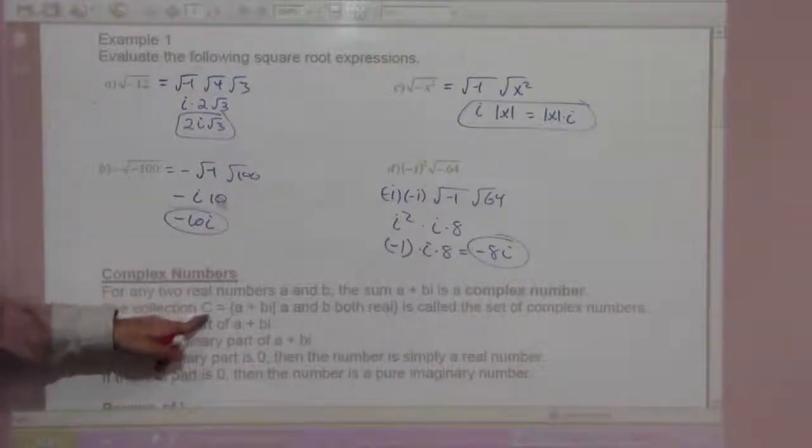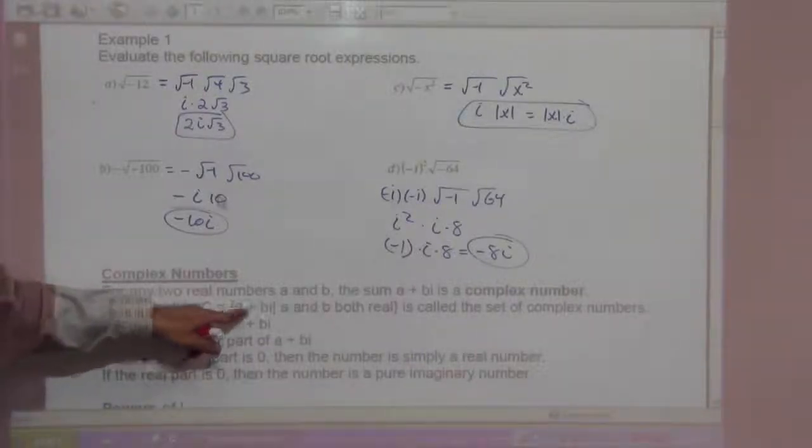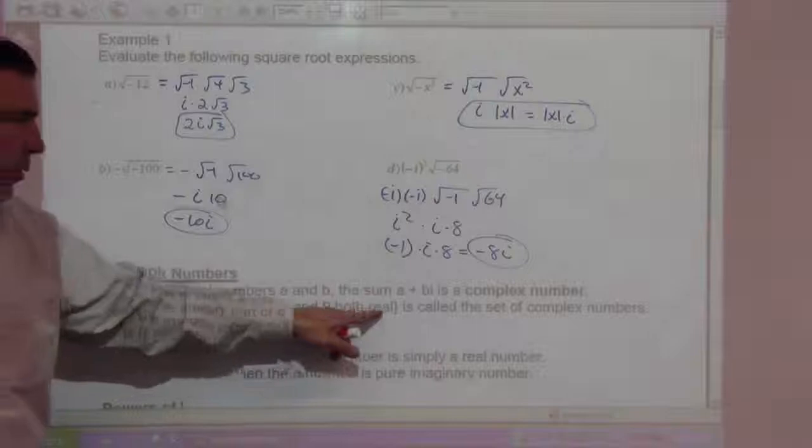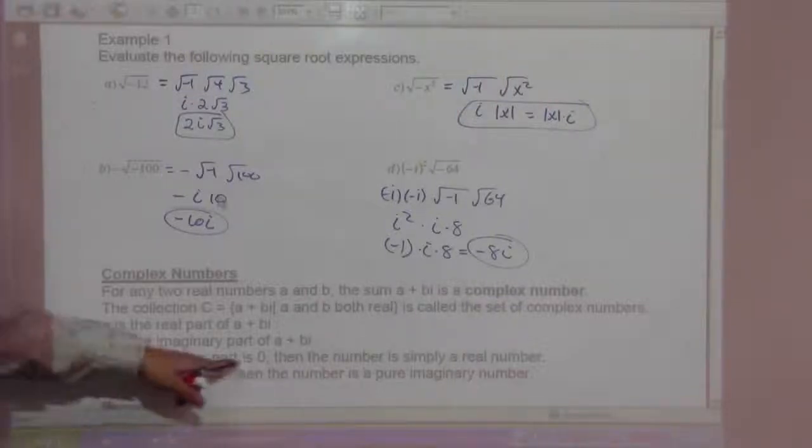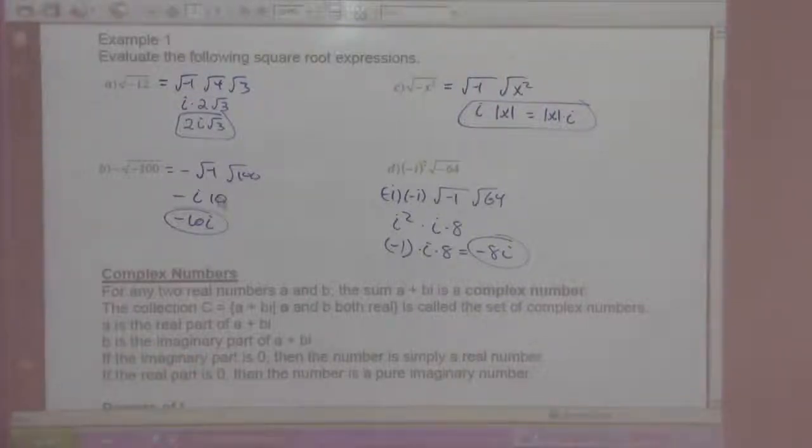The collection C, which stands for complex, equals a plus bi, where a and b are both real. It's called the set of complex numbers. a is the real part, and b is the imaginary part. If the imaginary part is 0, then the number is simply real. If the real part is 0, then the number is purely imaginary.